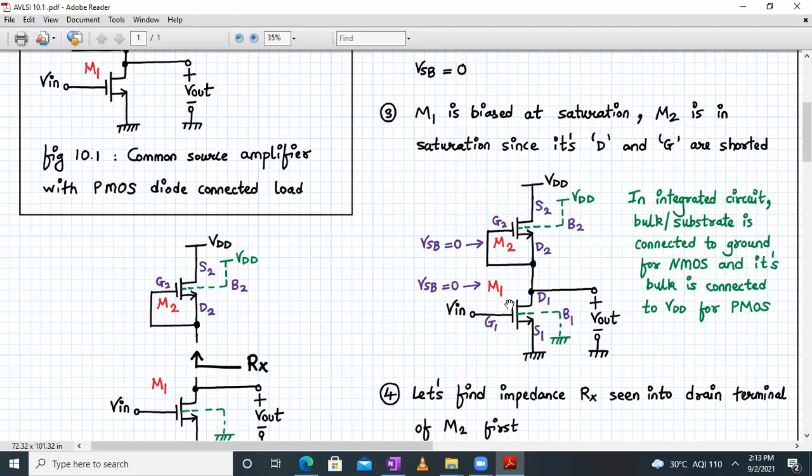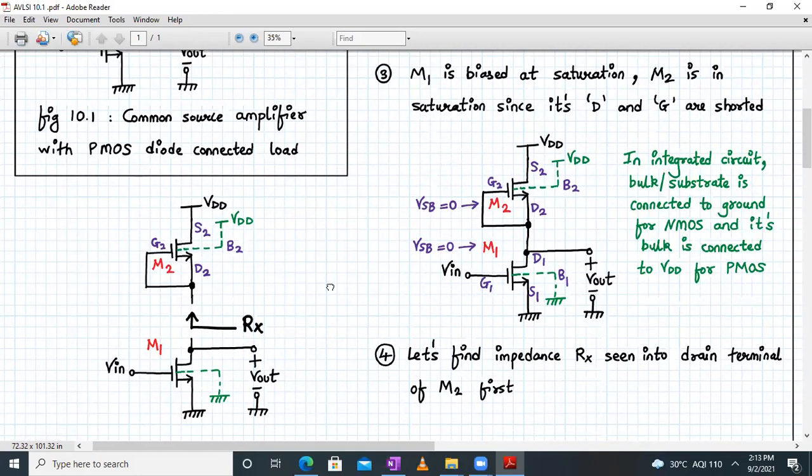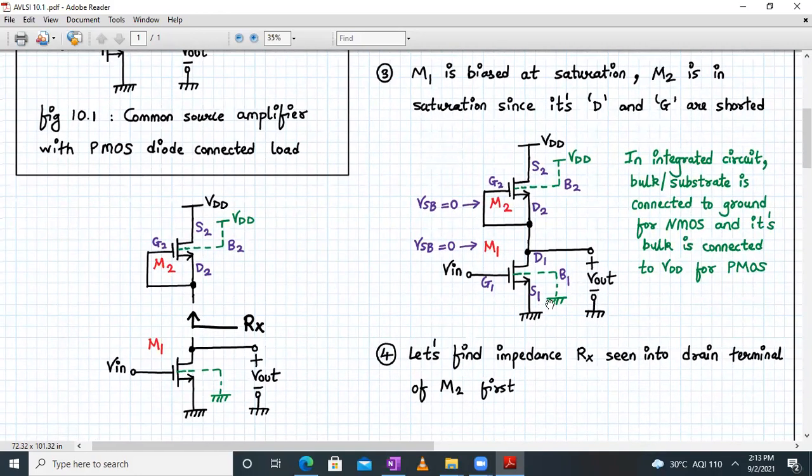Now let's come to M1. The body terminal is connected to ground, and the source terminal is also connected to ground. Hence, no body effect. VSB is equal to 0. So what we want next is to derive a relationship between Vout and Vin. In a way, we want to find the expression of the small signal voltage gain that is given by Vout upon Vin.